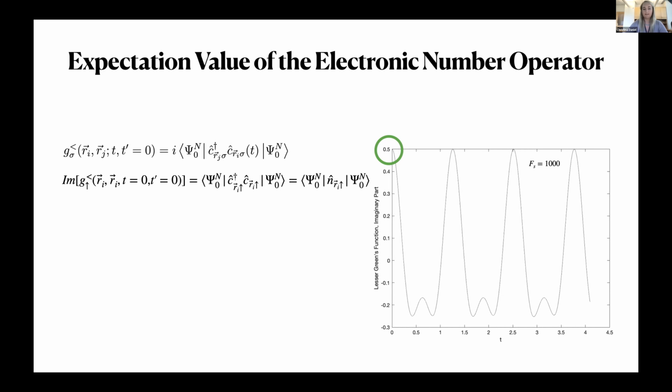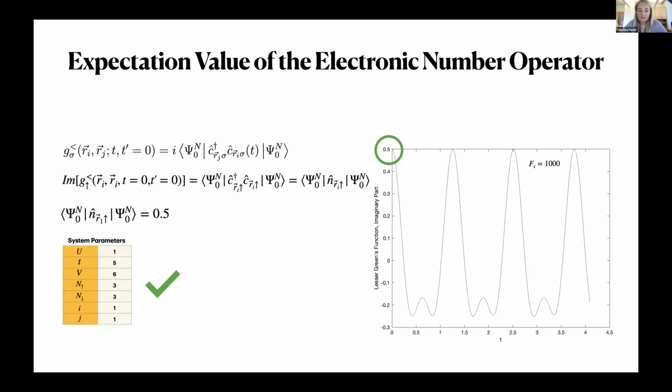To figure out what this expectation value is, I can use the data shown in the lesser Green's function plot. It turns out that the expectation value is equal to 0.5. And this value agrees with the system parameters, in particular that the system and each basis state contains 3 up electrons out of a total of 6 electrons.